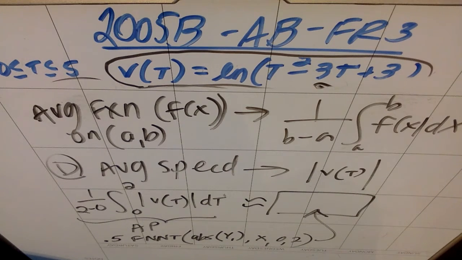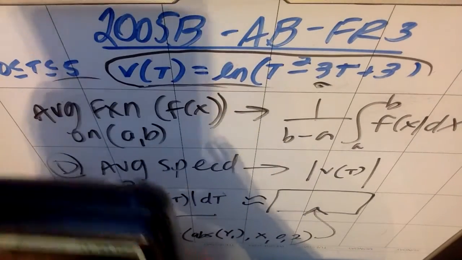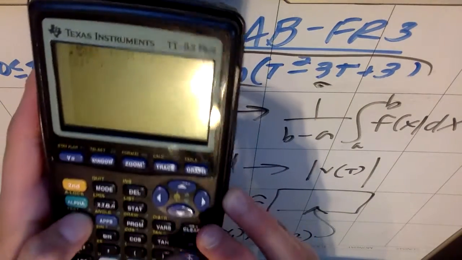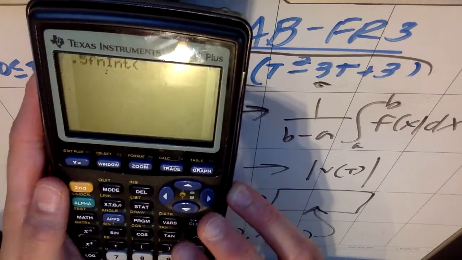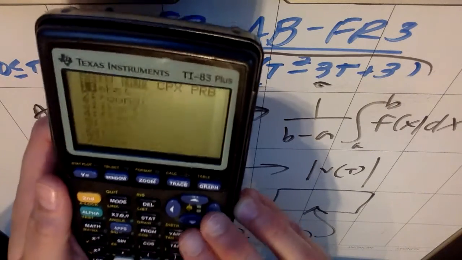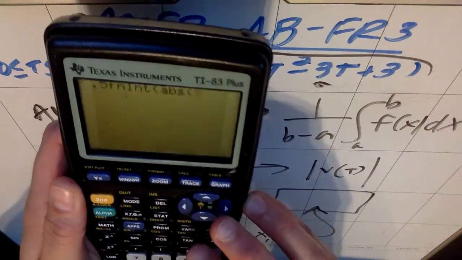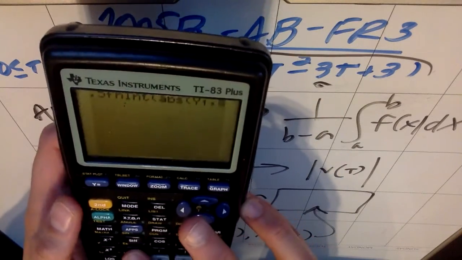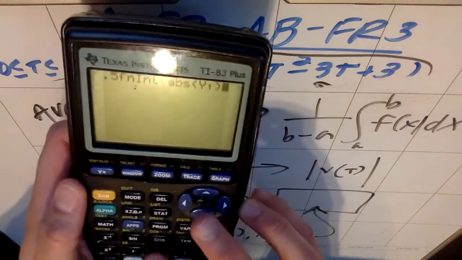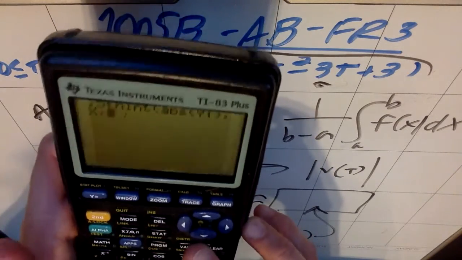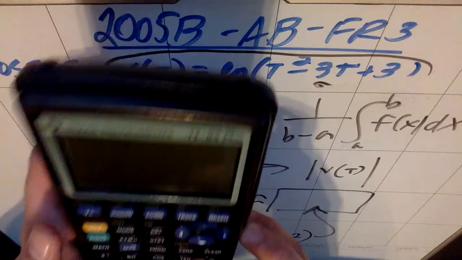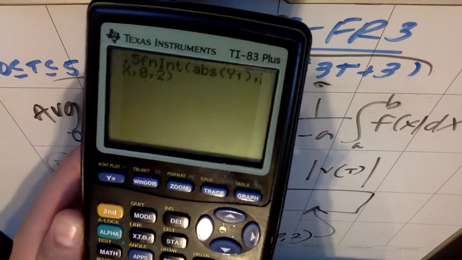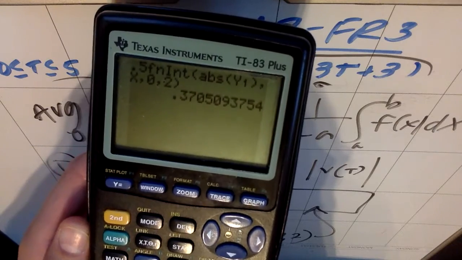So again, just to show you how we type that in, I'd get a 0.5, math 9. And then I'm going to go to math, over to numbers, and pick abs. Of my vars, go over to y vars, pick y1. Close the absolute value, comma, with respect to x, from 0 to 2. I'm going to double check that that's right. Cool. And then I hit enter, and it does some mathing for me.